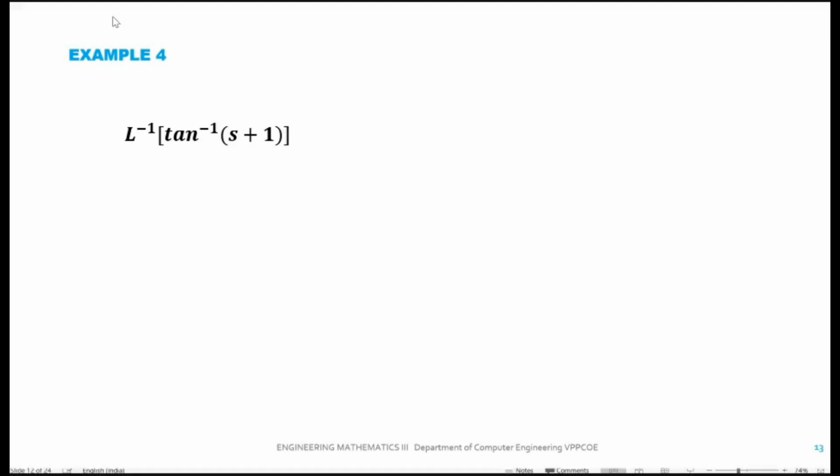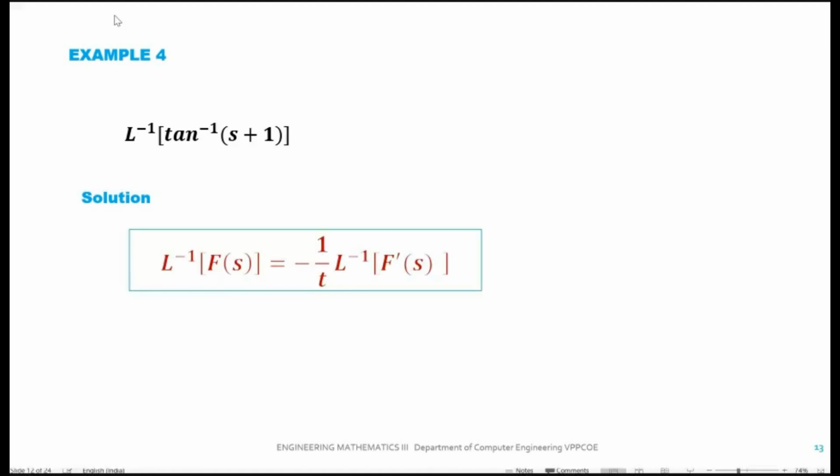Okay, so again we are going to make use of this property. So we have L inverse of tan inverse of s plus 1; tan inverse of s plus 1 is our f of s. Whatever the function is, we need to differentiate it. So what is the derivative of tan inverse of s plus 1?